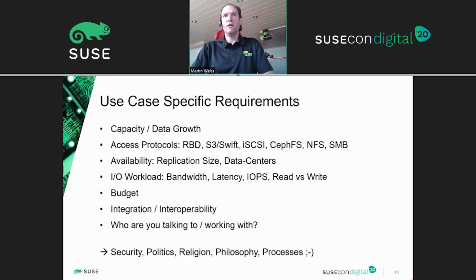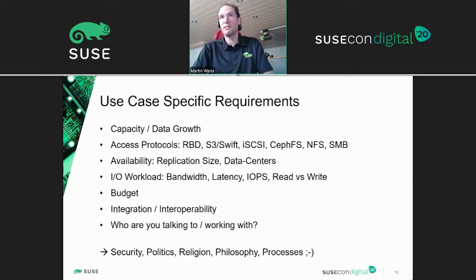All right, so once you have clarified the solution-related requirements, there are your use case specific requirements that you have to think about. So before we can design the right solution, we need to know what capacity do you need for the system. What initial capacity, what data growth do you expect, how much white space do you want to provide for the system after initial deployment. Then we need to clarify which access protocols do you want to have, because basically that defines what gateways to the system do you need.